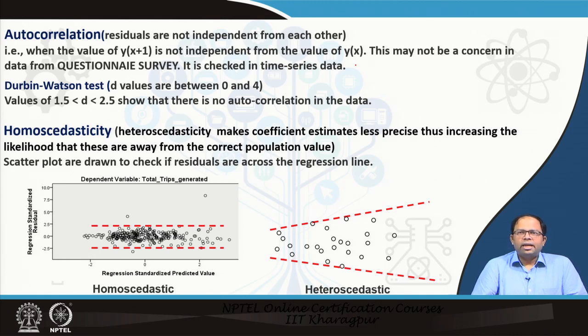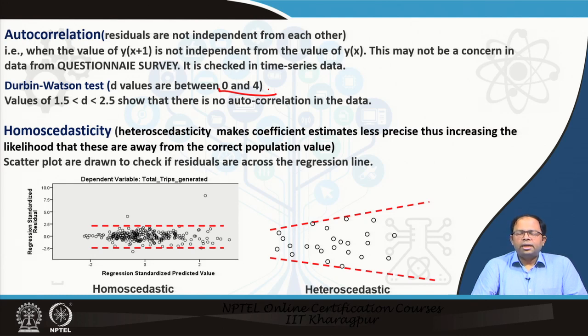And that needs to be checked, and usually we use the Durbin-Watson test to check this. In this Durbin-Watson test, d values should be between 0 to 4, and d values greater than 1.5 and lesser than 2.5 show that there is no autocorrelation in the data. If it is beyond that, then there is autocorrelation. So, the total range that is possible is 0 to 4. So, finally, we come to homoscedasticity.